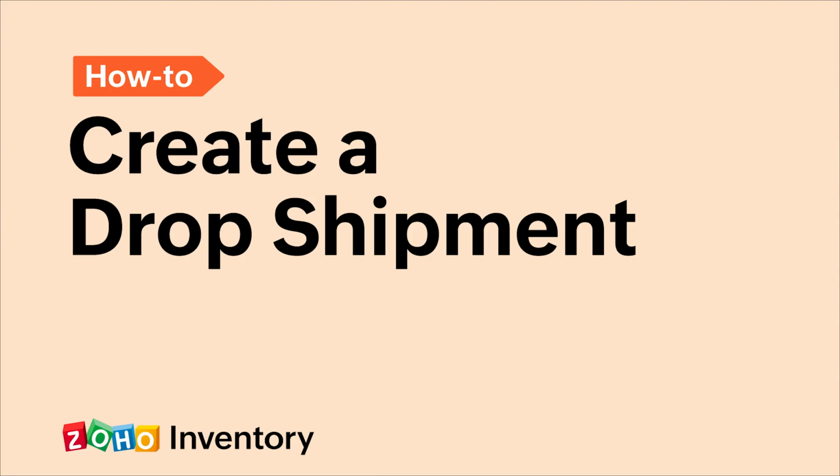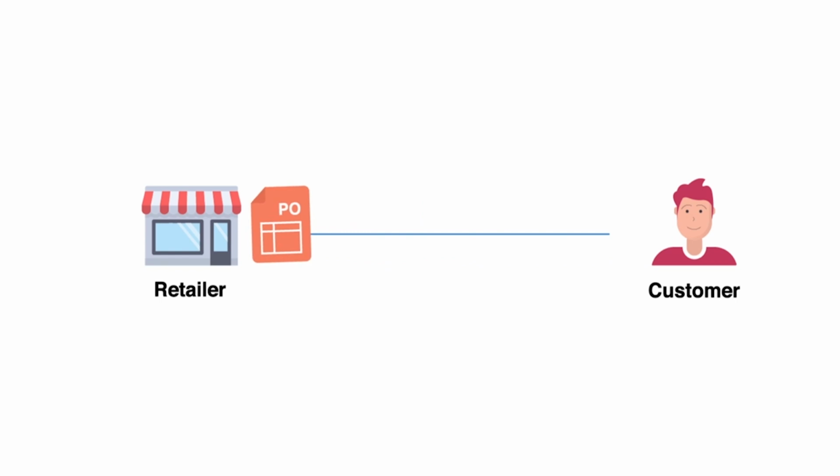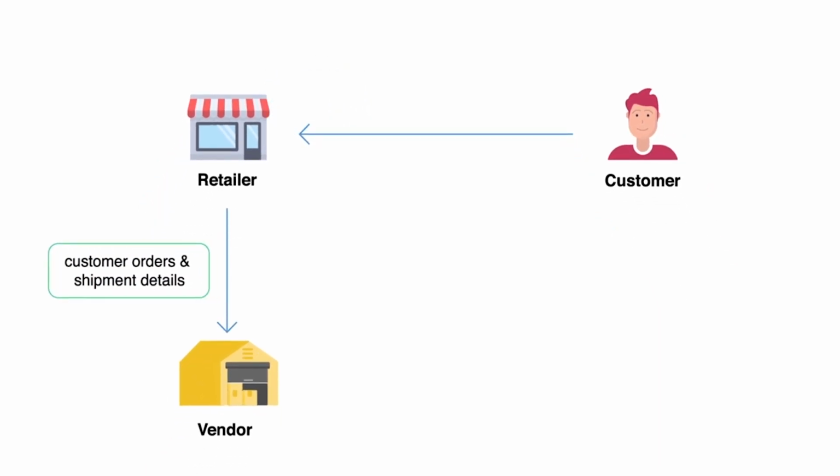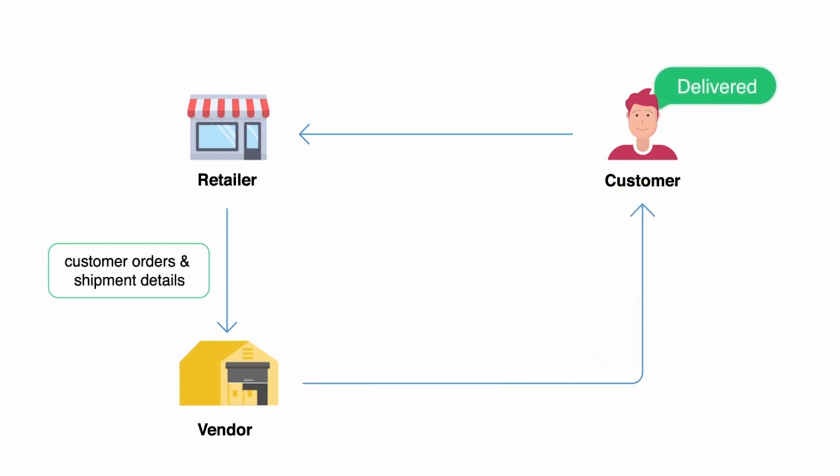Sometimes, there might be a situation where one of your customers ordered in bulk and the stock of one of the items in that order is already committed to other orders. In such a case, you can contact your vendor and request them to directly ship the order to your customers. This is called drop shipment.